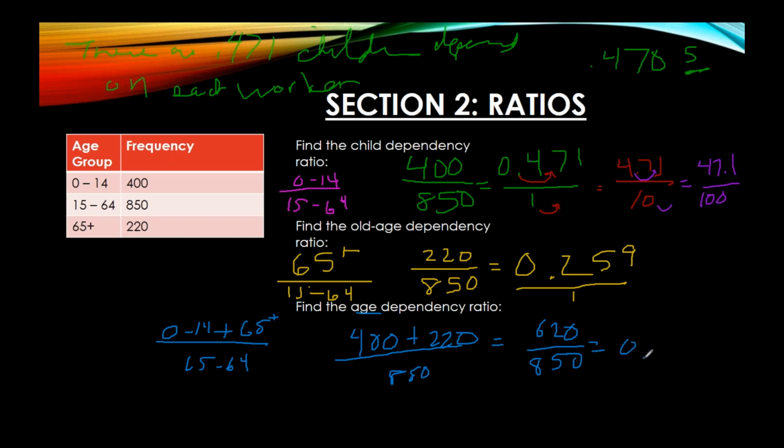So I end up with an age dependency ratio of 0.729. So we would say there are 729 dependents on every 1,000 workers. There I moved the decimal over 3 places, top and bottom, to make it 729 in the top, and that gives me 1,000 in the bottom.